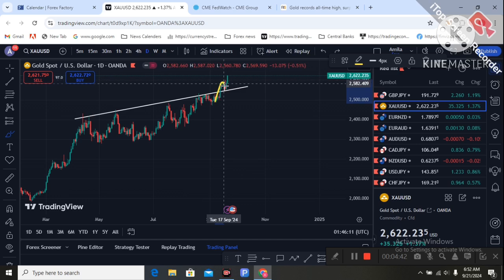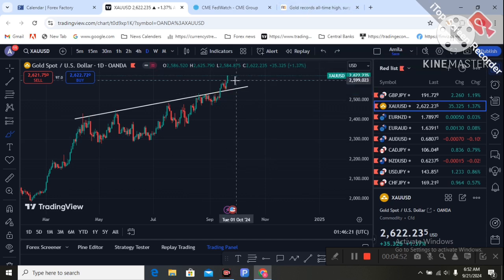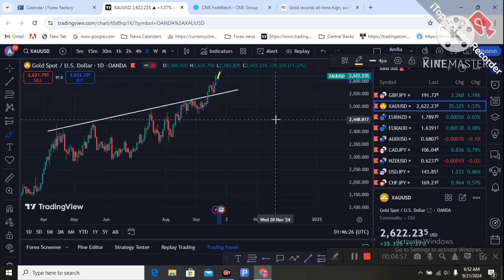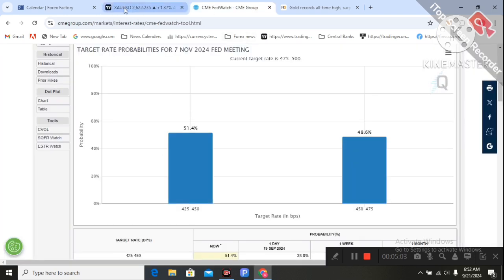So that's the breakout retest. That's the retest point where you had a buy trade, at the 2590-95 area. That is a buy entry. You had the breakout to the upside and retest. So I am hoping 2650 will be reached. The bullish bias is still strong with the gold price.